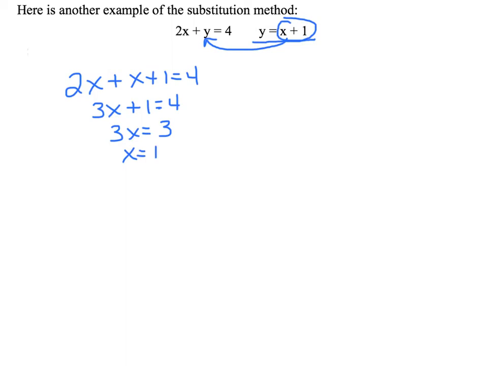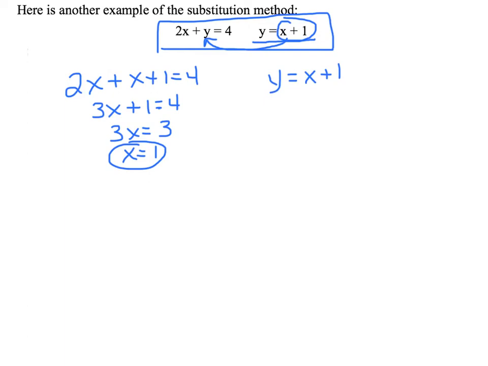to 1. Once I know that x is equal to 1, I can go back into either of these two equations to figure out what y is, but it makes the most sense to do the one that is y equals x plus 1. So if I put the 1 back in for the x, I'm going to have y is equal to 1 plus 1, so y is equal to 2. So if I graphed these two different lines, they would intersect at the point (1, 2), and that is the intersection point for those two different equations.